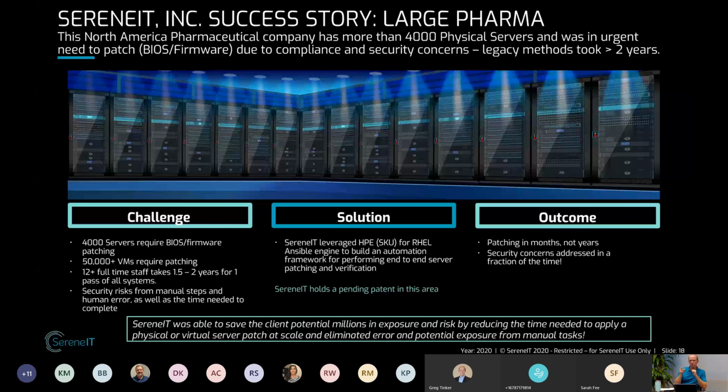So this client was a big pharmaceutical company, 4,000 or 5,000 servers, 50-plus thousand VMs, which is big, and their biggest problem was patching that environment. In patching that environment, it was taking them about 18 months. I don't remember the exact staff, I think it was around 12, 13, 14 staff members doing it. And it took them, again, about 18 months. When we were done, it took one person 4 months to patch the entire environment. That's impressive.